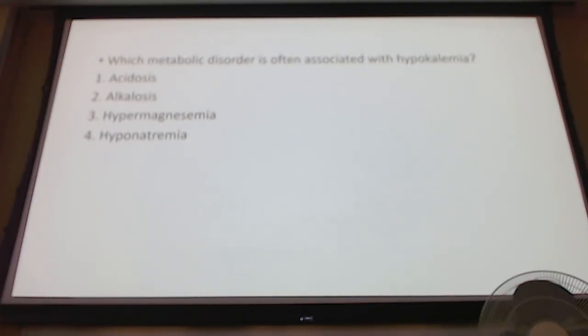Which metabolic disorder is often associated with hypokalemia? Alkalosis. You're going to have hypermagnesium with hypo. No, reverse. Hypomagnesium, right? If potassium is low, magnesium is also probably low.